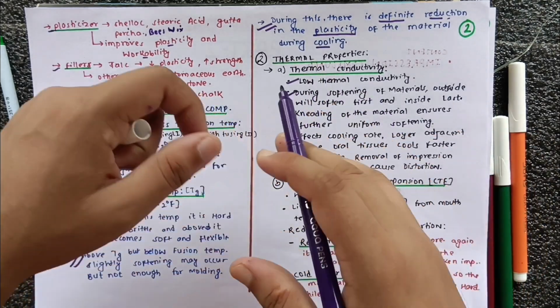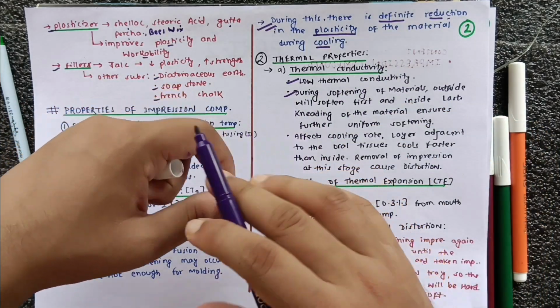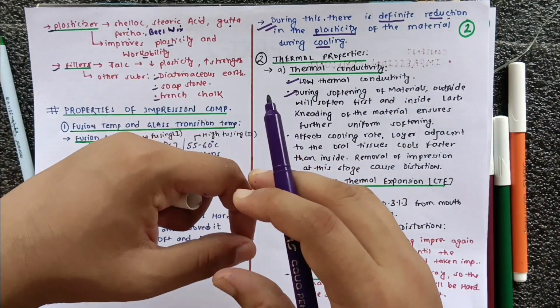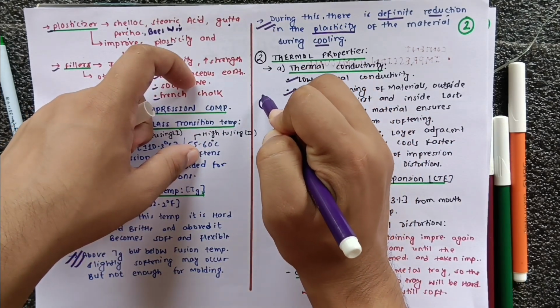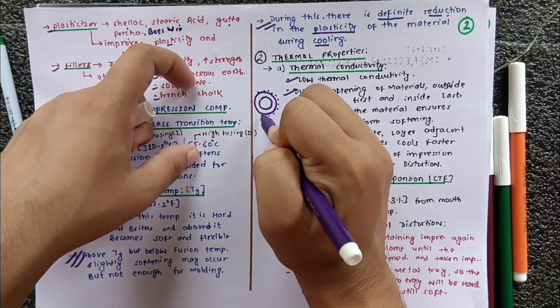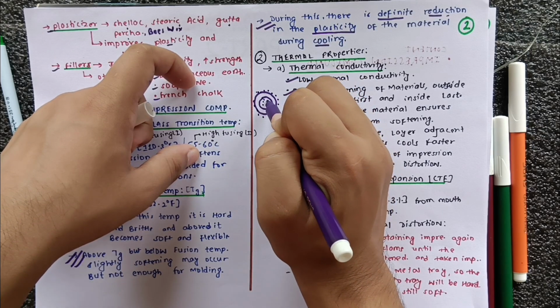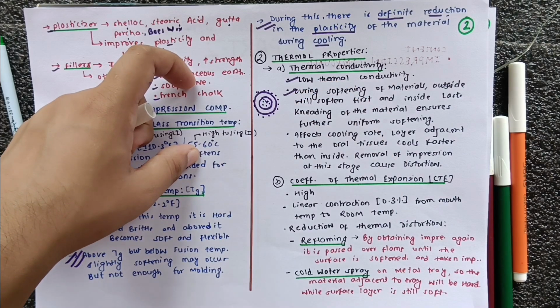So when you are softening the material and you put it in hot water, just think, this is the inner layer and this is the outer layer. In this layer, you can see here it is more plastic.